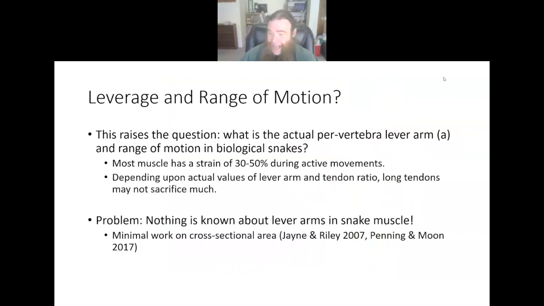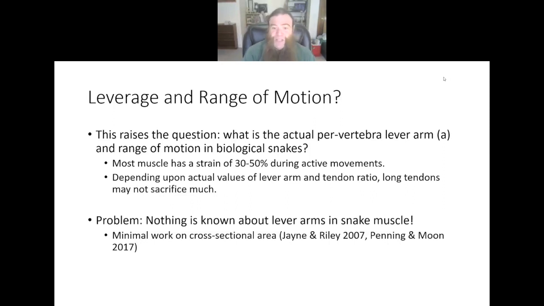What is the actual lever arm? How far is the joint bending? And how much strain should the muscle actually have? Because if the muscle arm is short, or the lever arm is short, maybe the muscle just isn't going through that much length change. And so you don't need to worry about losing too much length for the tendon.